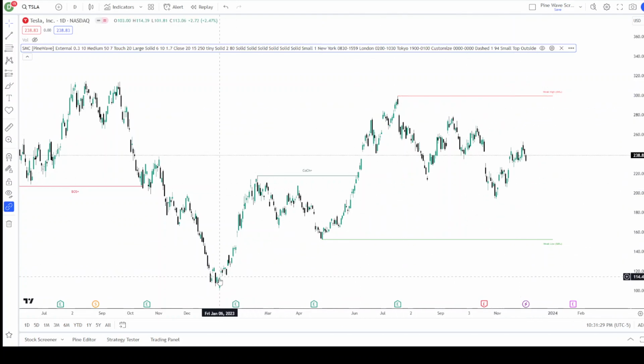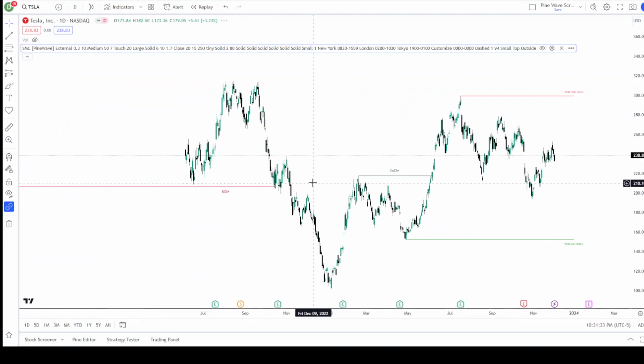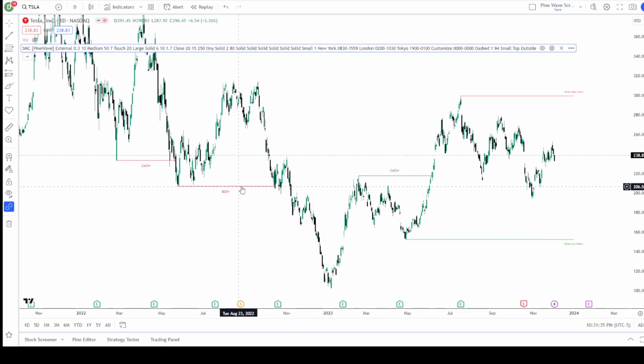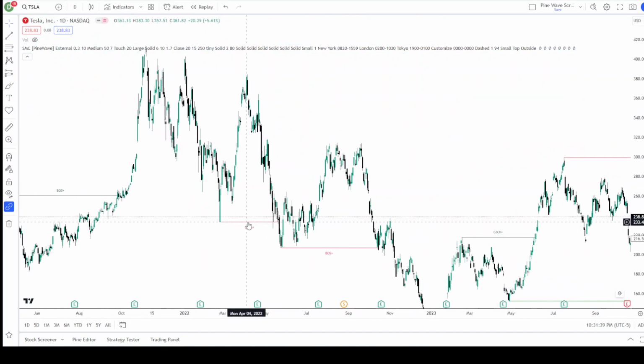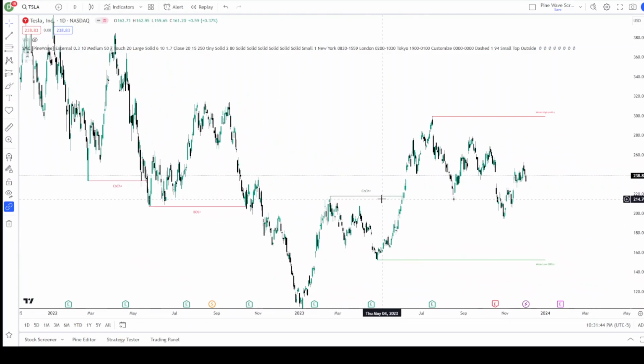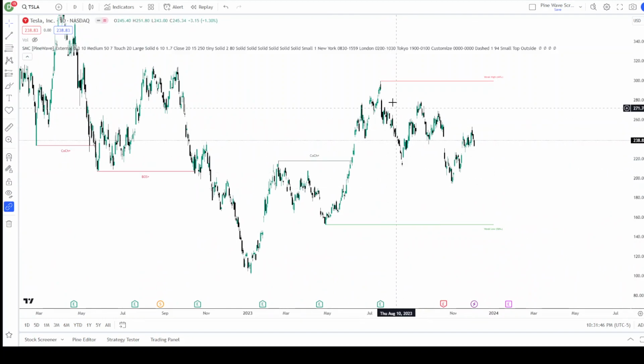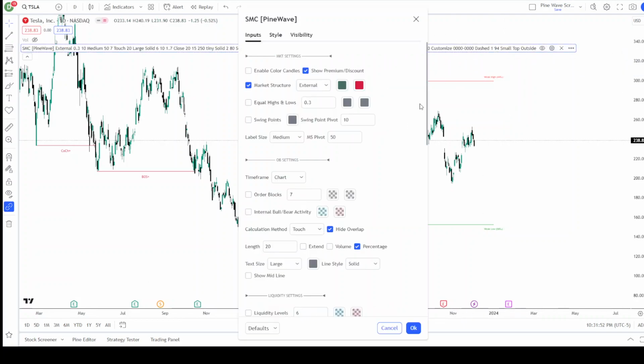Now we have our market structure right here, a change of character. Over here, you saw a break of structure. These are on a bigger time frame chart. So here we had a change of character, break of structure, change of character. Once we break this, we should see another break of structure. But those are going to be external.